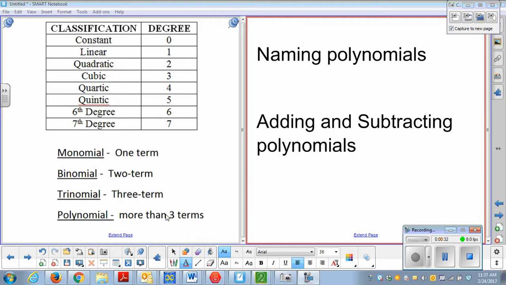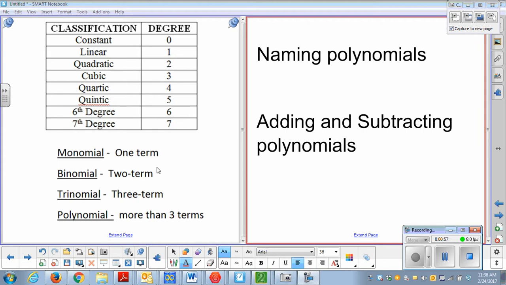Okay, so here's a list of classifications by degree. If it has degree 0, it's a constant, 1 is linear, 2 is quadratic, 3 cubic, 4 quartic, 5 quintic, 6 is 6th degree. Most people usually just use 4th degree and 5th degree here. So that's the first thing you want to name a polynomial with.